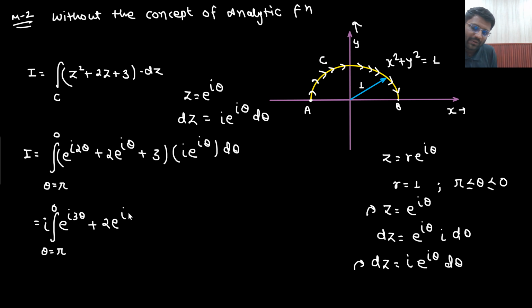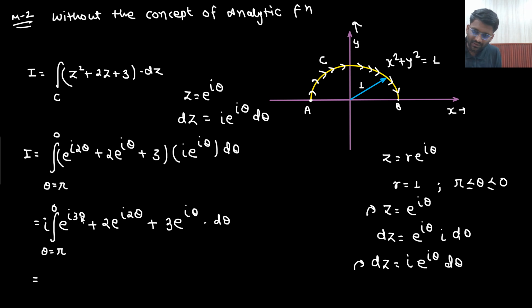3 e to the power iota theta. This iota I have taken outside. It is very tough to say iota theta. So e to the power iota 2 theta, e to the power iota 3 theta. I hope you are able to understand. 2 theta plus theta will be 3 theta, theta plus theta will be 2 theta, and this is purely e to the power theta. So this is the answer that we are getting.